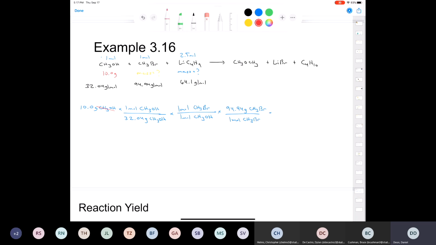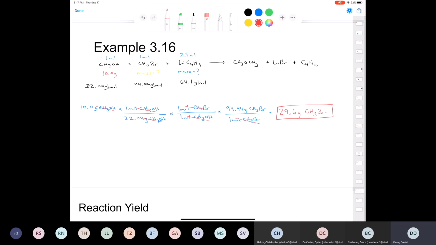And looky, everything's going to work out. My grams of methanol cancel, my moles of methanol cancel, my moles of methyl bromide cancel, and I'm left over with grams of methyl bromide. Now, I've already done the math, but I'm going to double check. Divided by 32.04 times 94.94. And you end up with 29.6 grams. So 29.6 grams of methyl bromide is consumed. So we've got that one done.